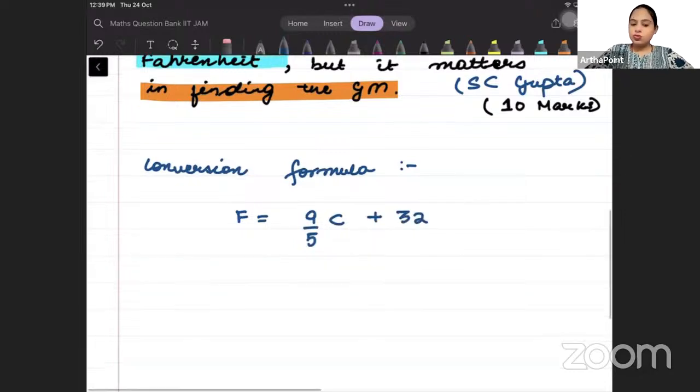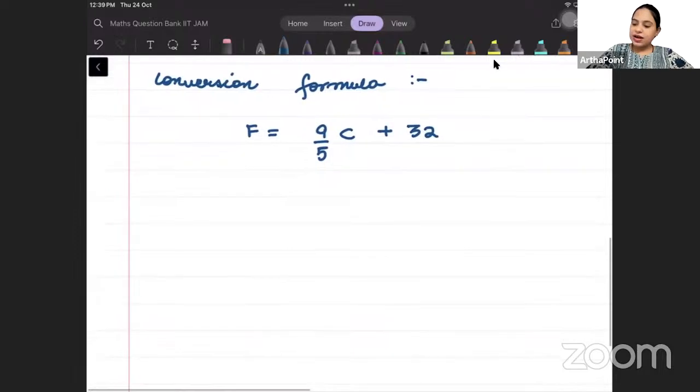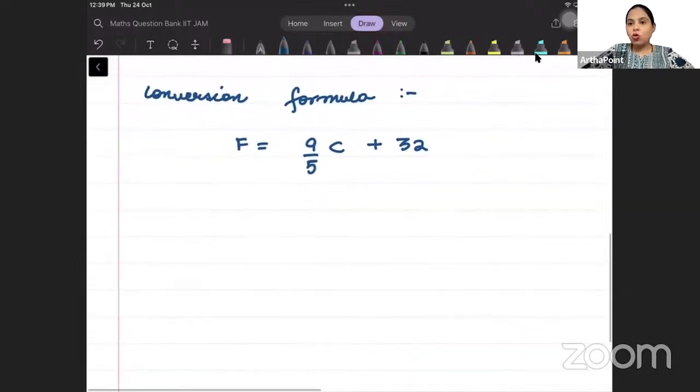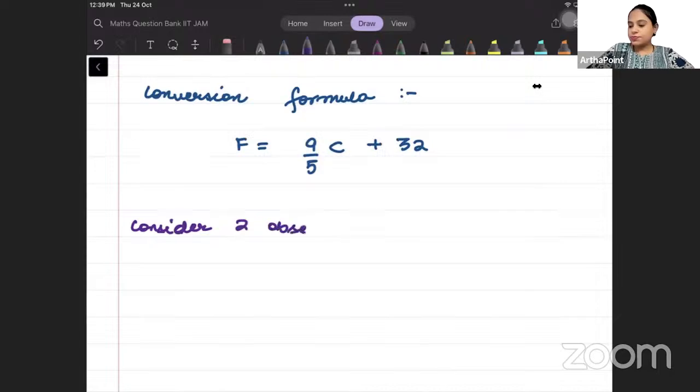What I want to do is, as I told you, first I will show you with two observations, and then we can proceed to many observations. You don't have to show two observations in the exam. I am showing you for the purpose of explaining. So consider two observations.